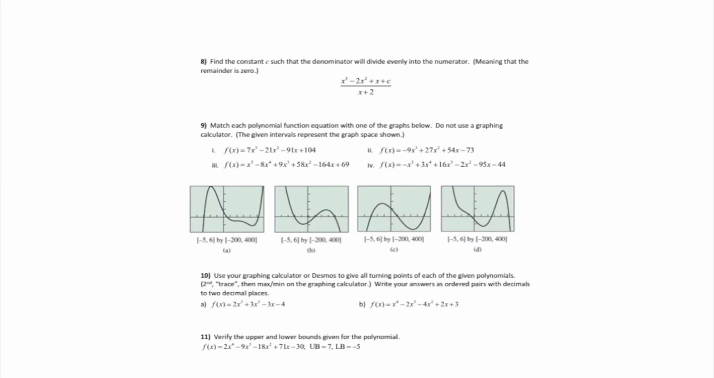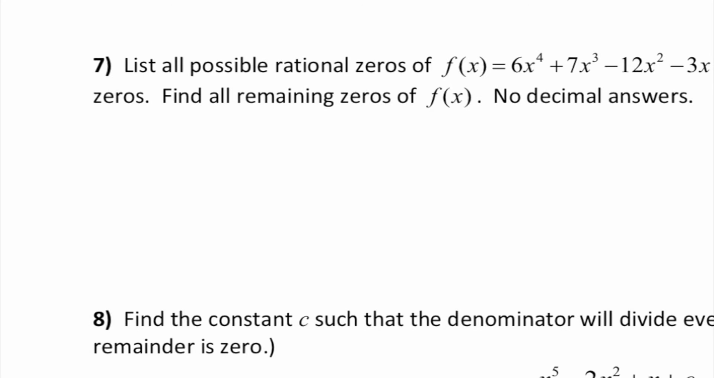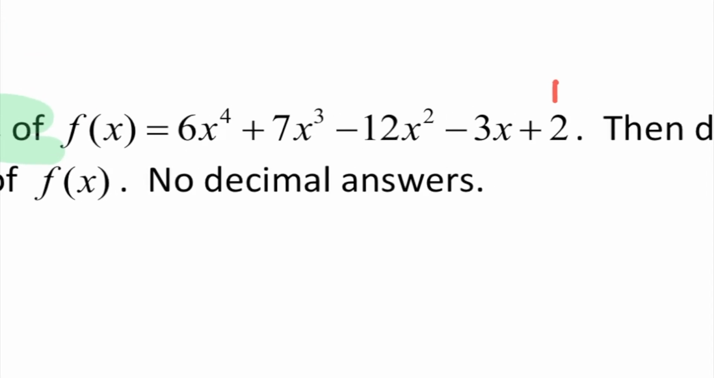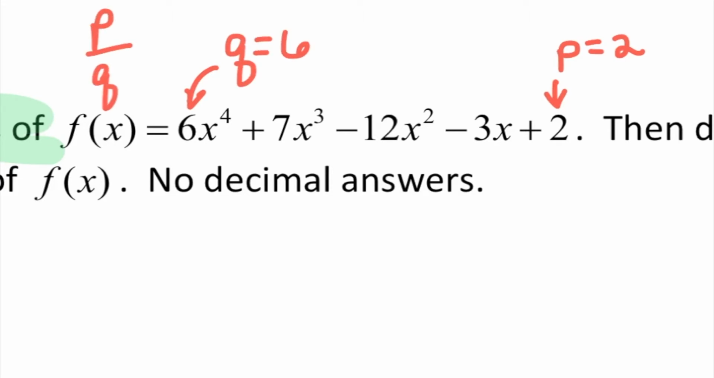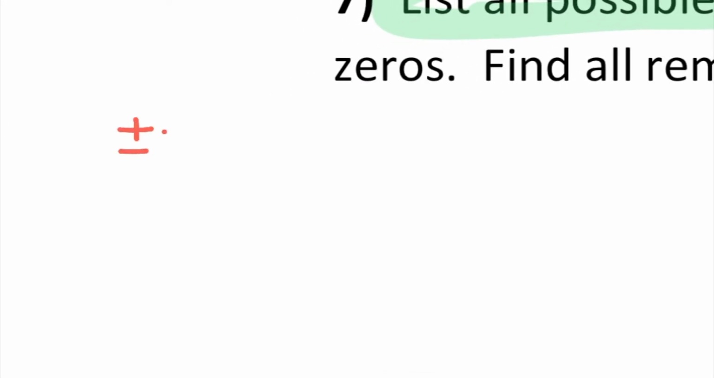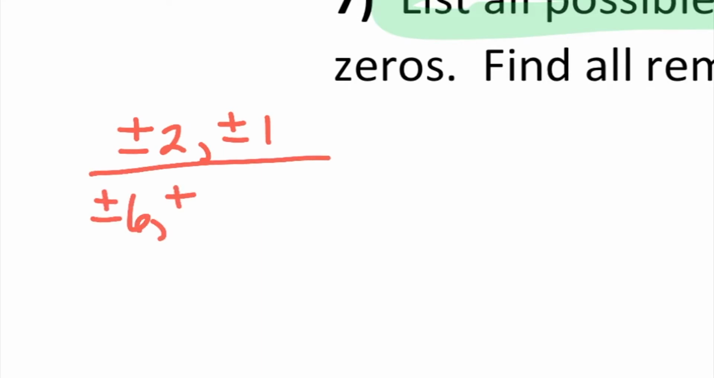So number 7 has the same directions as number 6. And you want to start by listing all possible rational zeros of the function. And so in this case, p is 2 and q is 6. And remember that you want to write your rational zero possibilities with p over q. So I'm going to list positive and negative 2, positive and negative 1, over positive and negative 6, positive and negative 3, positive negative 2, positive negative 1.